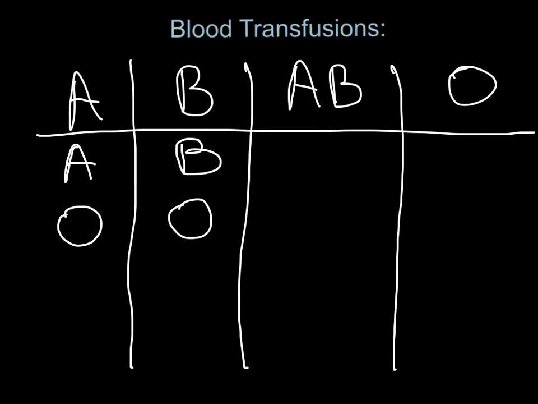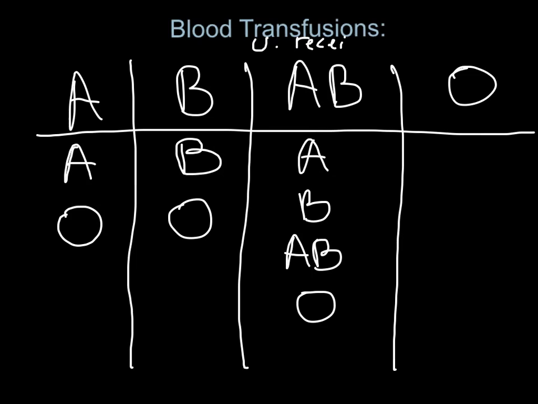For A and B, you can either have type A, type B, type AB, type O. This is what makes them universal receiver, because they can receive blood from any type of blood.